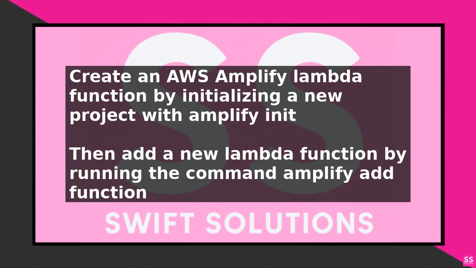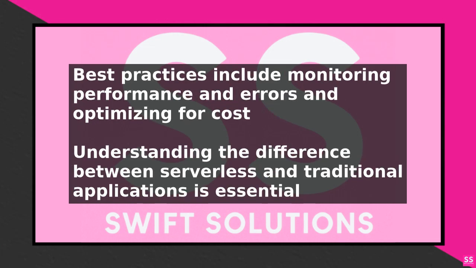Best practices for using AWS Amplify Lambda functions include monitoring your functions for performance and errors, using security best practices such as encryption and access controls, and optimizing your functions for cost and performance. In terms of key concepts, it is essential to understand the difference between serverless and traditional server-based applications, as well as the benefits and trade-offs of using AWS Lambda and AWS Amplify.